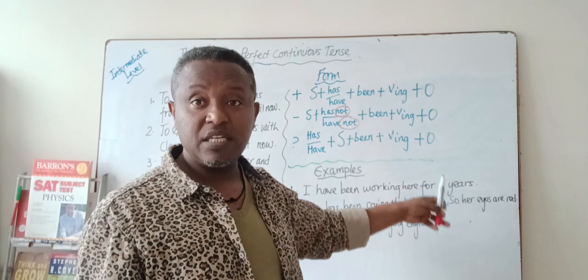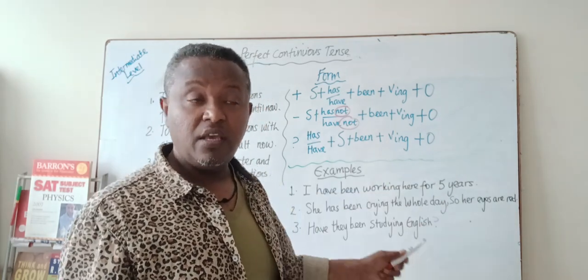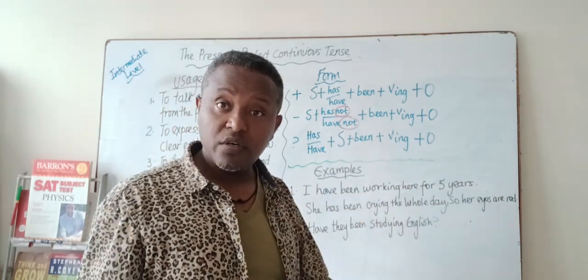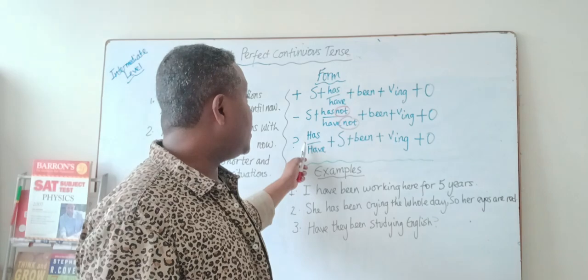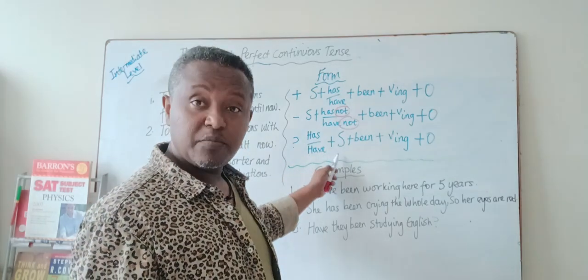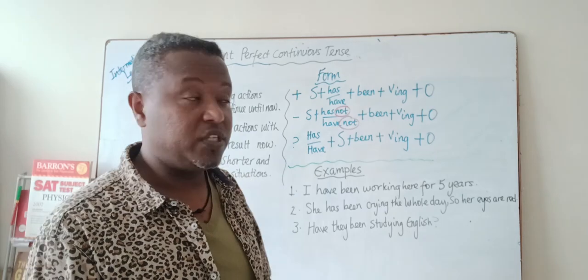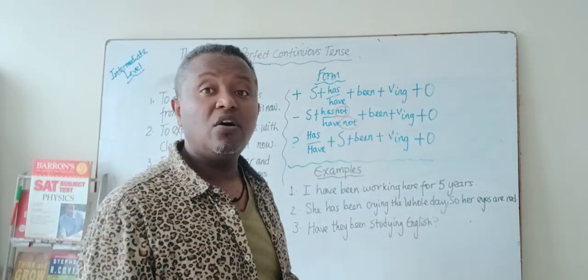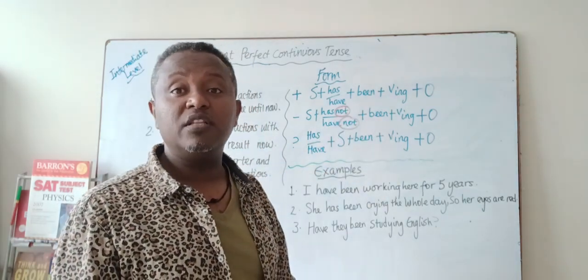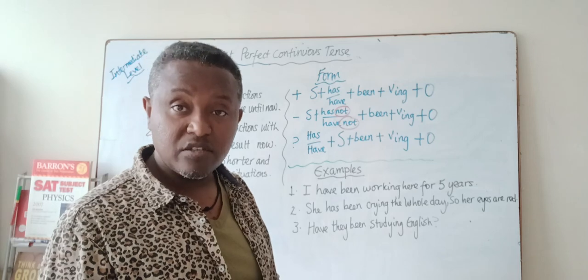Have you been studying English? Okay. Have you been reading the book? Etc. So this is has or have plus subject plus been plus verb ing plus object. So this is the structure, the form of the present perfect continuous structure.